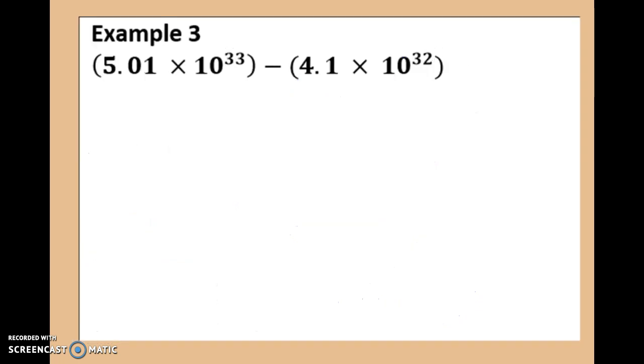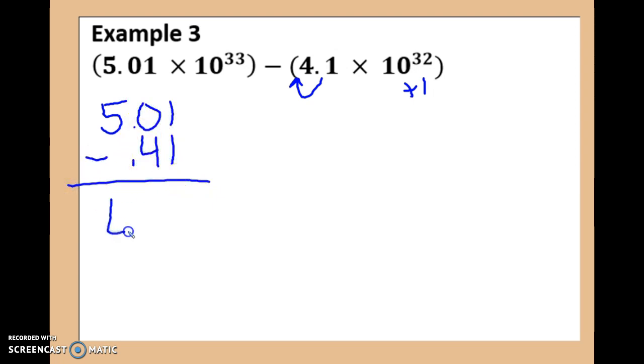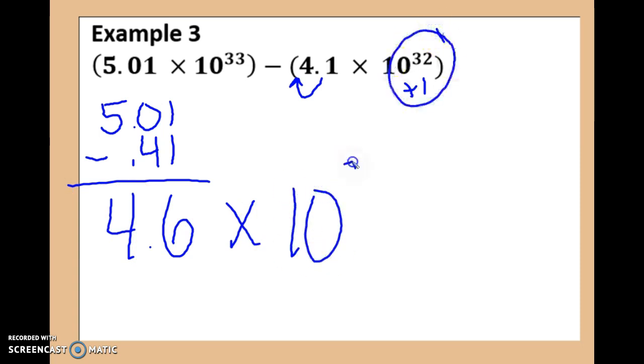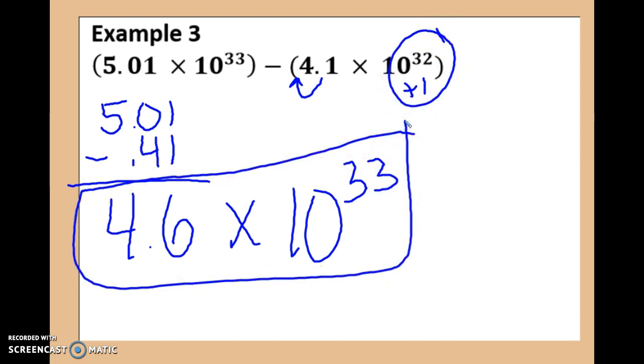Example 3, same idea here. Get a similar exponent. So we have to add 1, which means we move this 1 spot to the left. So we're going to do 5.1 minus 0.41. Subtract, you get an answer of 4.6, and then times 10. Since we added 1, it became 10 to the 33rd power, and we have our final answer.